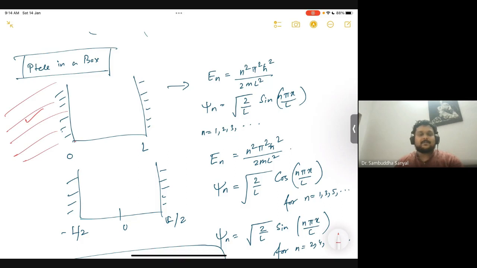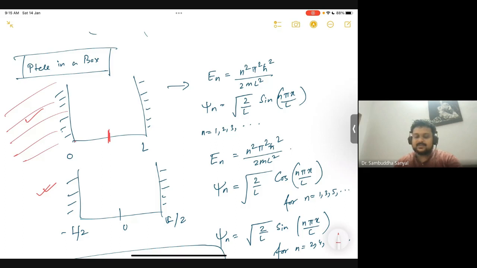So if you want to apply parity symmetry, you have to do it with respect to L by 2. You have to shift the origin to L by 2. Okay. If you do it carefully, then there is no problem. But I will show you it for this one, because here it is already written in the way we are used to handling parity. Okay.